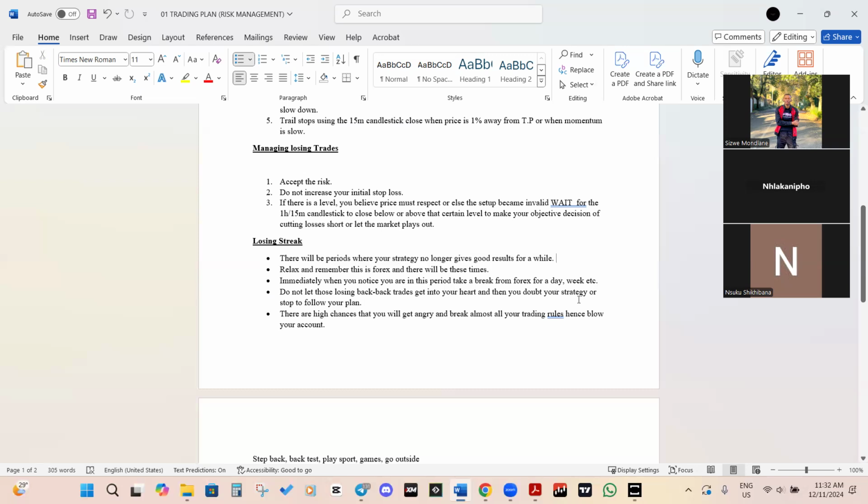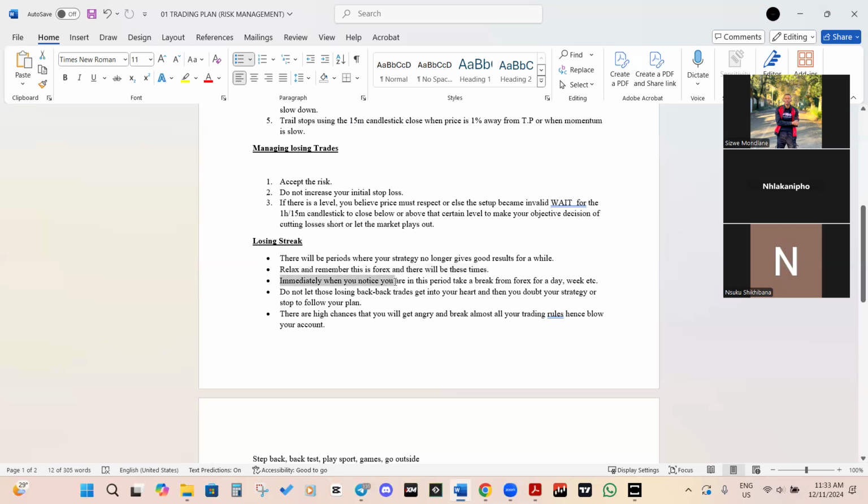I know this happens, when I was back testing, there was a time where it seemed like the strategy was not working. I was taking losses. Exactly. The strategy works. It's just that you are now in a what? A losing streak. So you have to quickly realize that. So when this happens, relax and remember this is Forex, and there will be these times, né?